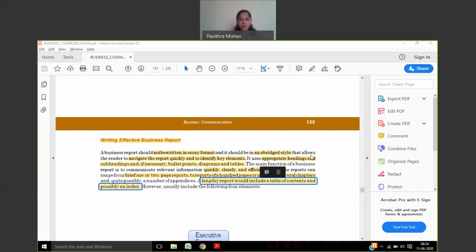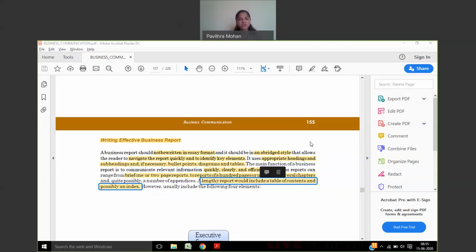Explain block and semi-block with simple difference. Simple difference, I've told you already what is semi-blocked. In blocked, everything will be left aligned. In semi-blocked, there is a procedure where date and signature will be right aligned. Subject and reference number will be center aligned. All other things will be left aligned with one tab space.